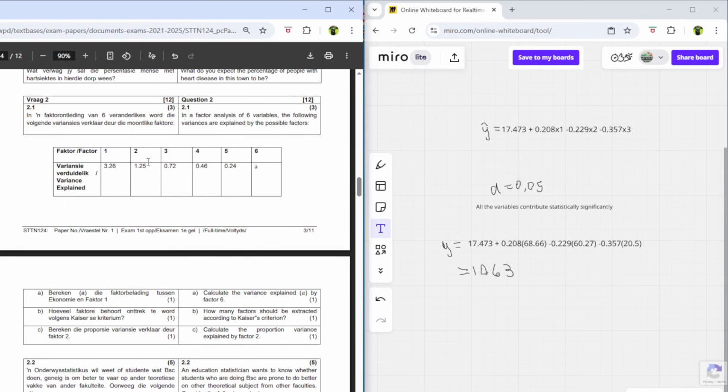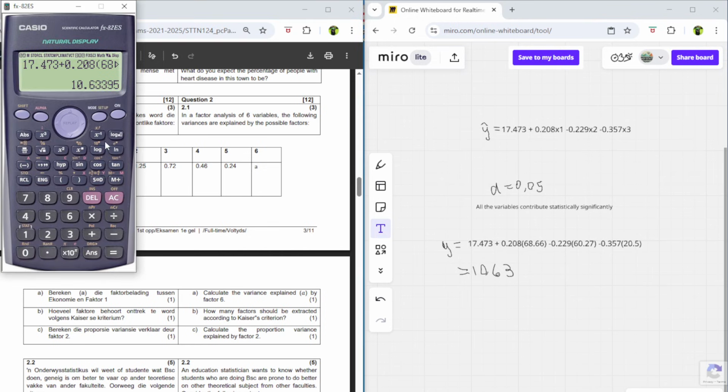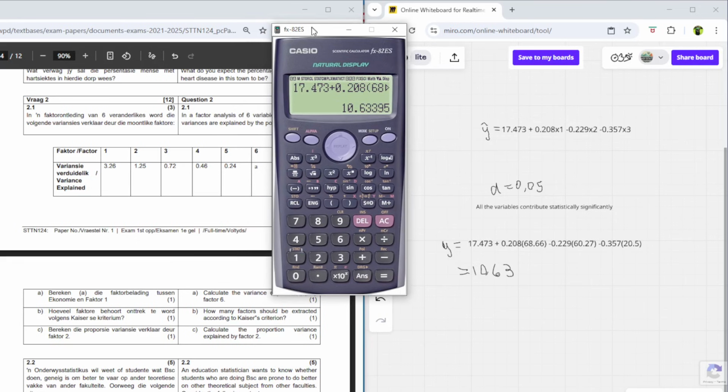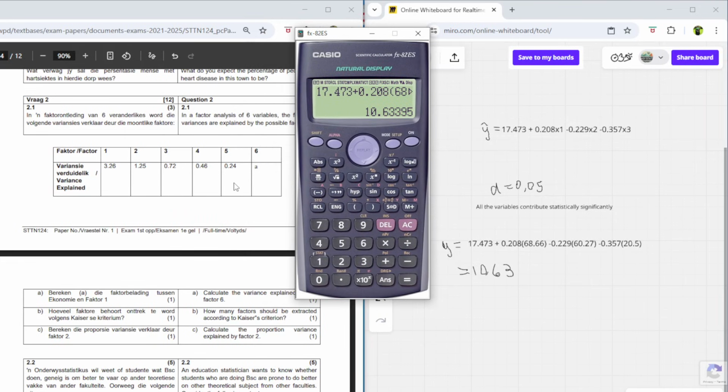So if you have 6 vectors and we have the variance explained by each vector and there's one that is missing, you must always know that the total variance explained by all the 6 vectors should be equal to 6, which is the number of vectors. To get the missing one, it's simple. You just say 6 minus everything. If there were 5, you're going to say 5 minus whatever you got, and then you find the missing value, the value of A in this case.